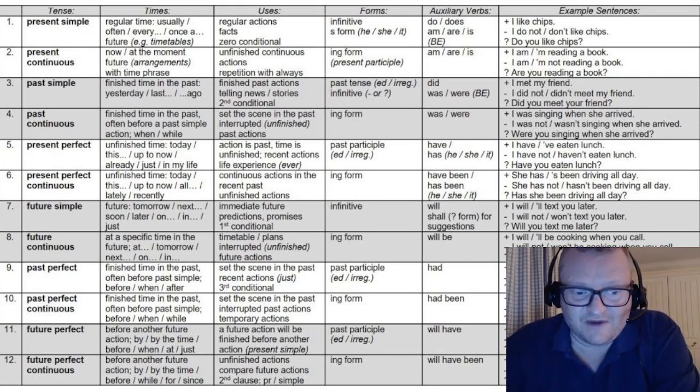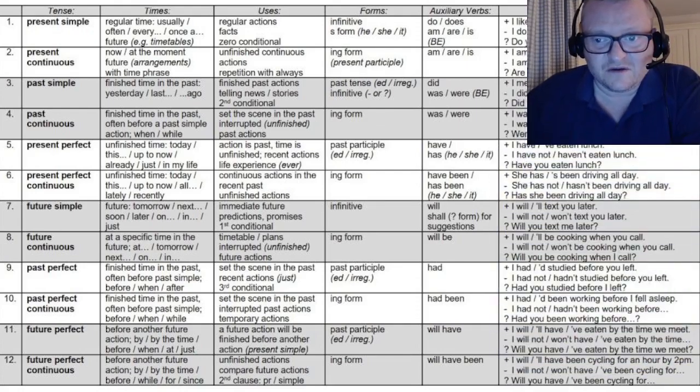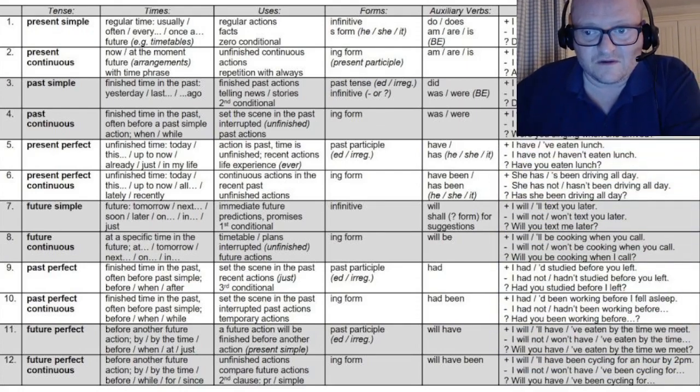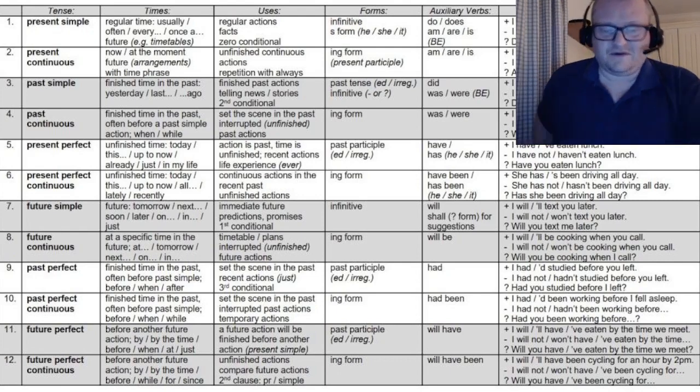Now the next one is really unknown, I think, for many students. Future continuous. It's the brother or sister or partner with future simple, of course. It's rather rare. It's not so useful.